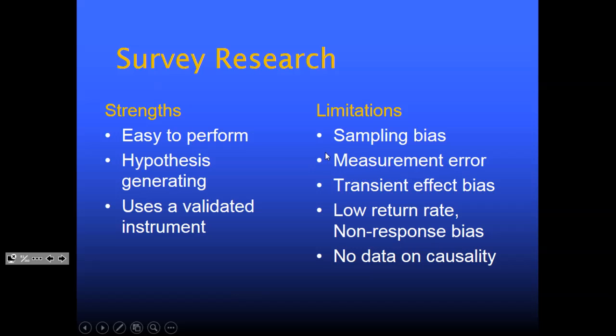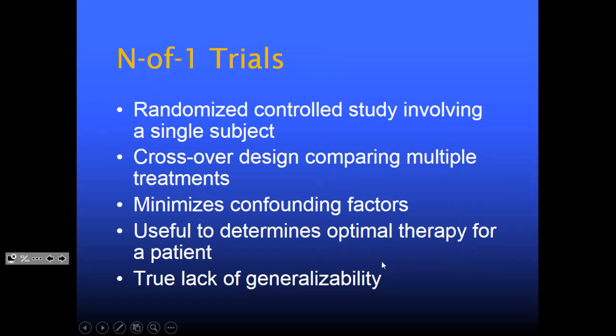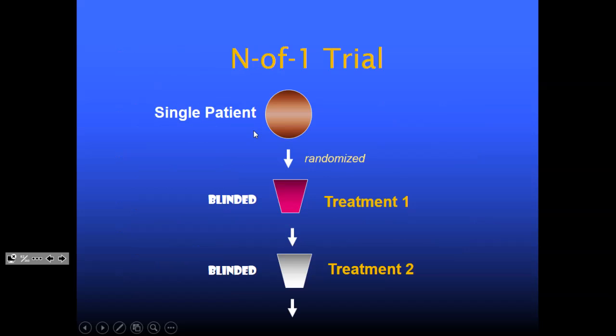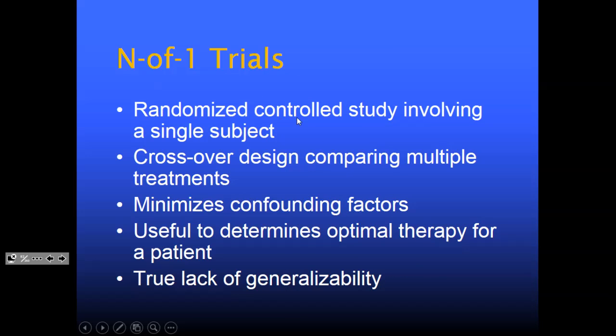But who I sample, if I got the people that are here in class today, you probably live closer than individuals who live further away from the campus, which may take a more alternate route or whatever. Low return rate, low response rate. It's very difficult, if not impossible, to assess causality. Then you've got N of 1 studies, which is just a randomized control study involving a single subject. It's sort of a randomized control crossover design of a single subject.